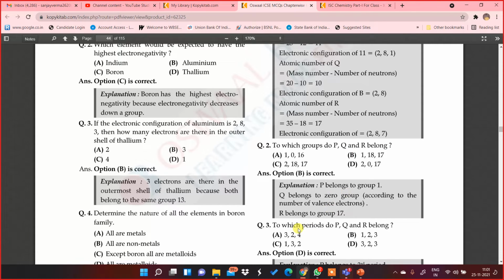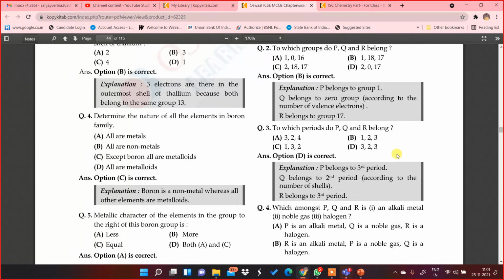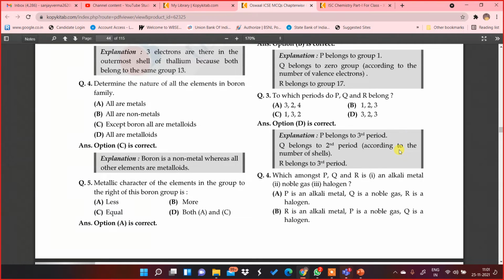Then question number 3. Can you see the question on the screen? Read the question, one of you. To which periods do P, Q, and R belong?